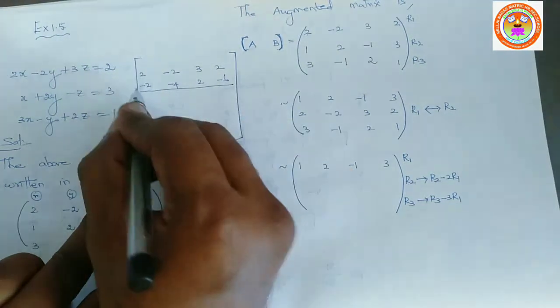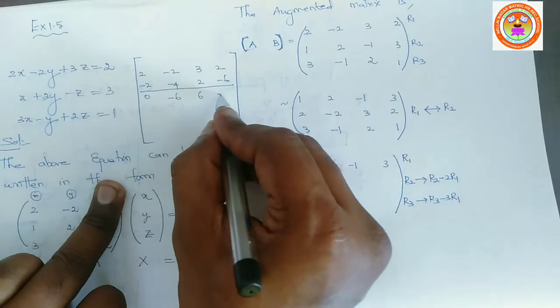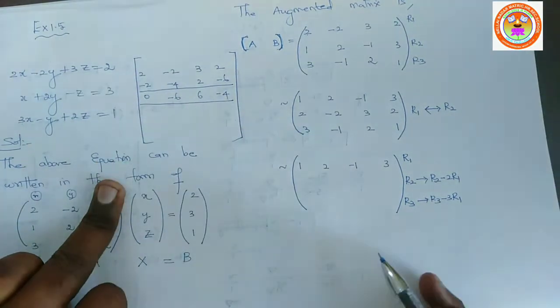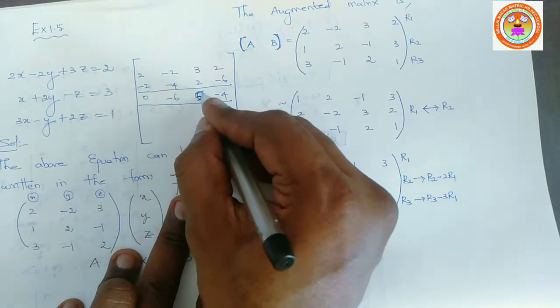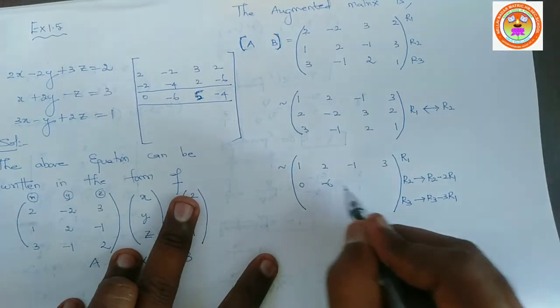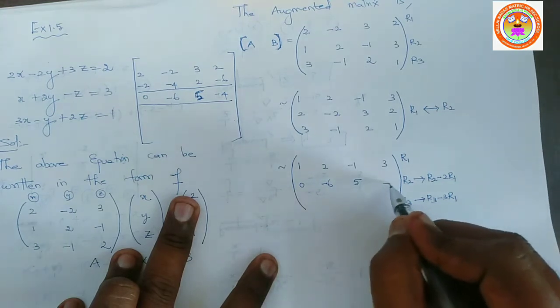So what is the answer going to be? 0. This will be minus 6. 3 plus 2, 5. 2 minus 6 is minus 4. So we get 0, minus 6, 5 and minus 4.